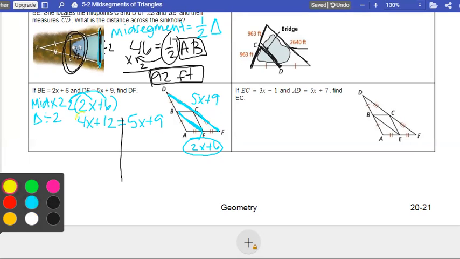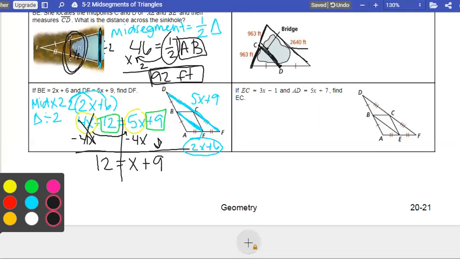So now I can go in, circle my x's, box in my numbers. I need to get my circles together. Since they're on separate sides of the equal sign, I have to move them so I can combine them. So minus 4x, minus 4x. 4x minus 4x goes away. I'm left with 12 equals 5x minus 4x, we get x plus 9.